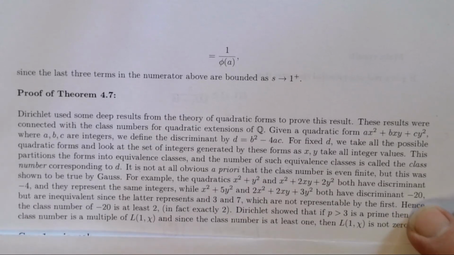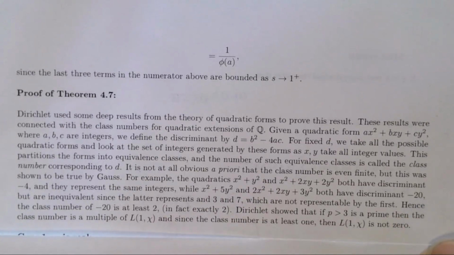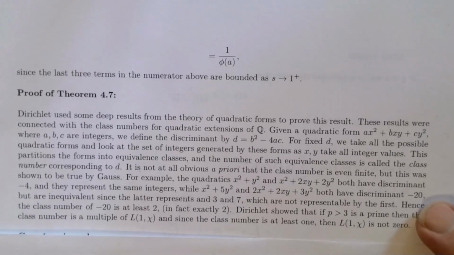So that's a very nice expression for the Dirichlet density. You would sort of expect there would be 1 over phi of a. It makes sense. That's what you'd expect, and that's, in fact, what you get.